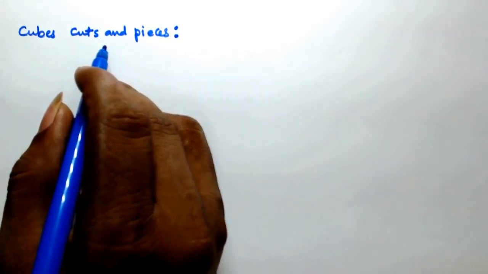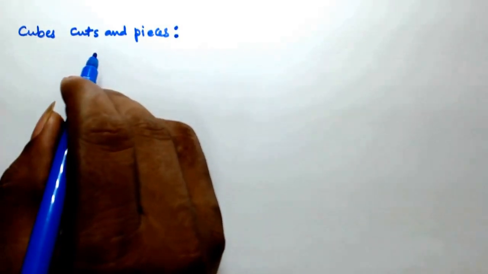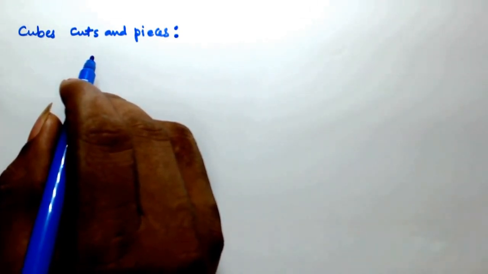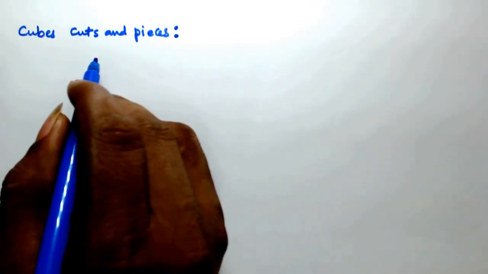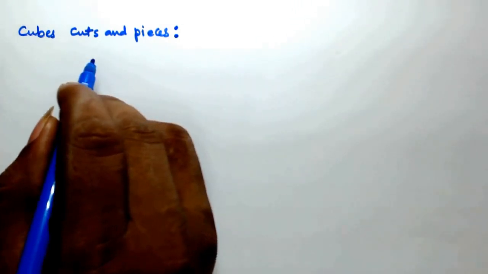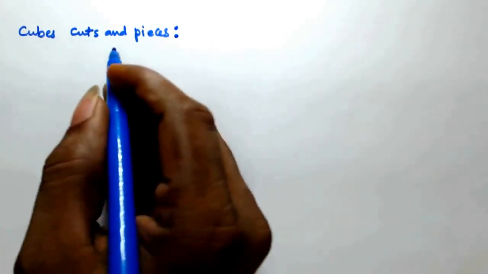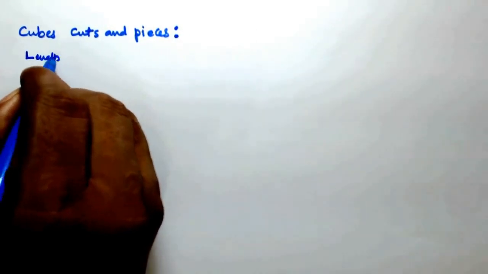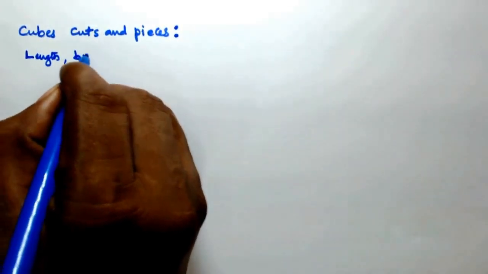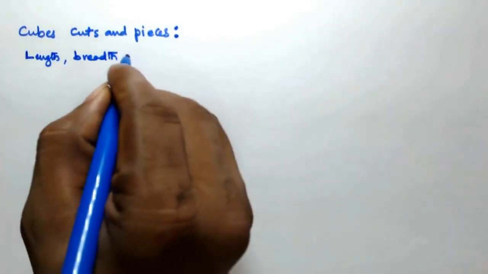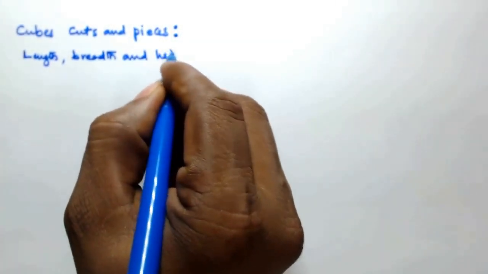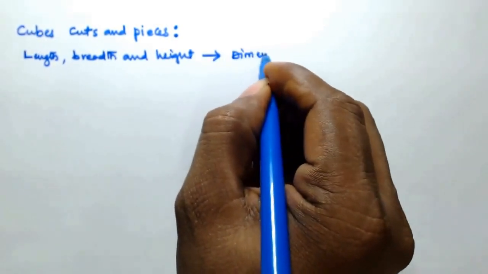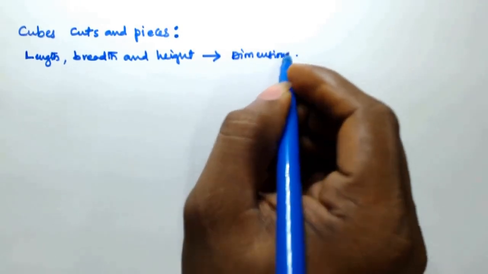So as you know, a cube is a 3-dimensional figure with each of its dimensions having the same measurement, right? The dimensions are named length, breadth and height. These are the dimensions of the cube.